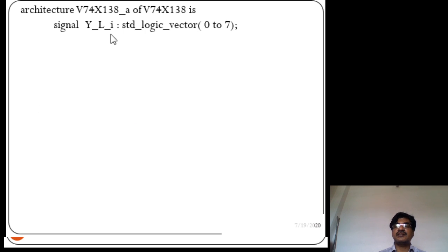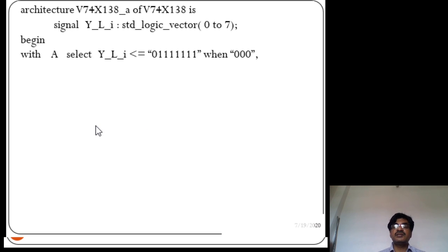That is, this internal signal object is also declared in the form of an array consisting of 8 locations, 0 to 7. Okay, next, begin architecture begin. So after begin, the statement part starts. In architecture we have 2 parts. Before begin, the part is referred to as the declarative part, and after begin, the area is called the statement area.